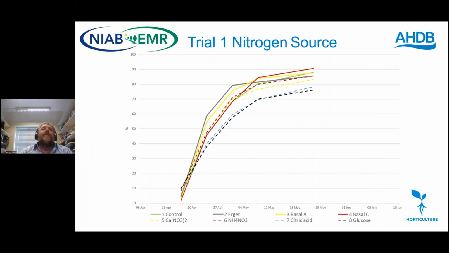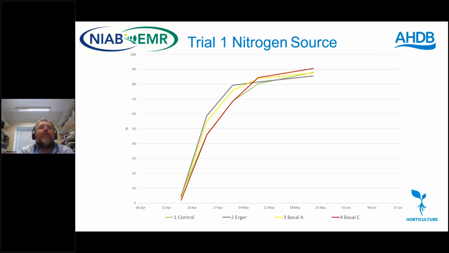So what did we find? And I can already hear what you're thinking. This is a lot of lines on one chart. It is, so we'll lose anything that isn't really important. So the 4 lines from the individual components, which just leaves us with our untreated control, the Active Erger, Basal A and Basal C.